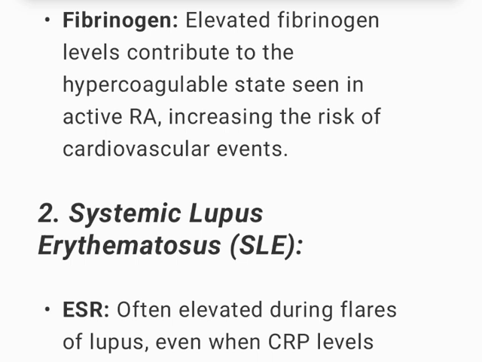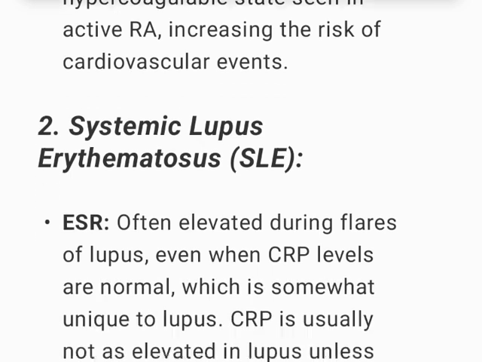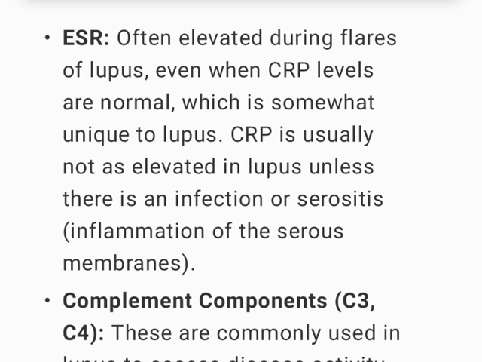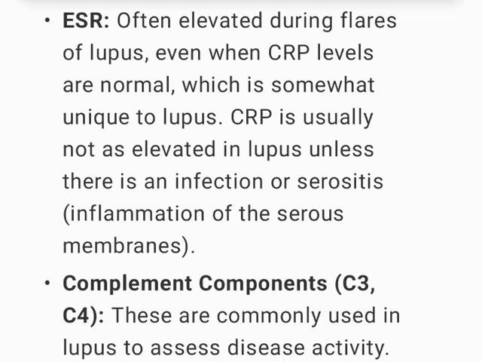2. Systemic lupus erythematosus, SLE. ESR is often elevated during flares of lupus, even when CRP levels are normal, which is somewhat unique to lupus. CRP is usually not as elevated in lupus unless there is an infection or serositis, inflammation of the serous membranes.